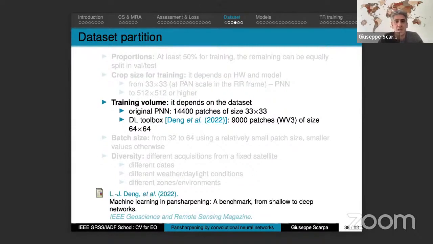Once fixed the size, the number of patches determines the overall volume of data. In principle, the larger the training data volume, the better the network will generalize. However, particularly for sensors conceived for commercial purposes, think of WorldView, for example, collecting sufficient data may be costly. To have a rough size value, we recall here the choices that we have made in PNN, our first paper on pan sharpening, and in the recent survey toolbox paper by Deng and colleagues. The number of patches in both works, you can see, is in the order of 10,000 in both cases.